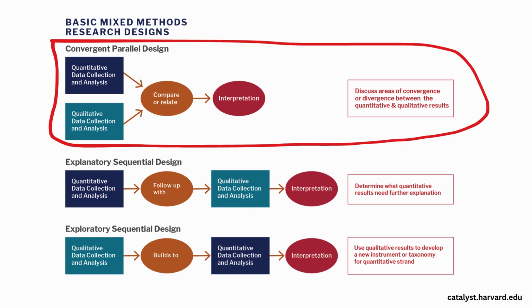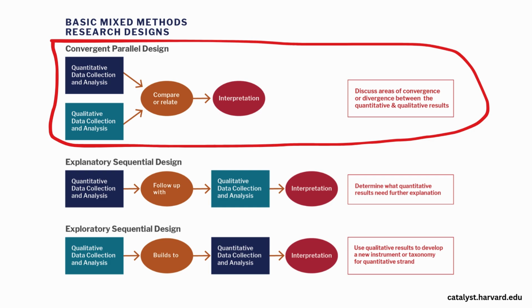In convergent mixed methods research, you analyze qualitative and quantitative data separately, but at the same time. This means that you collect both types of data concurrently, allowing you to explore different aspects of the same research question.